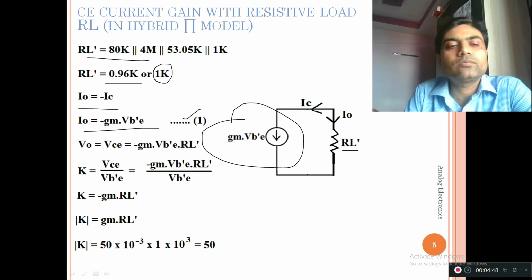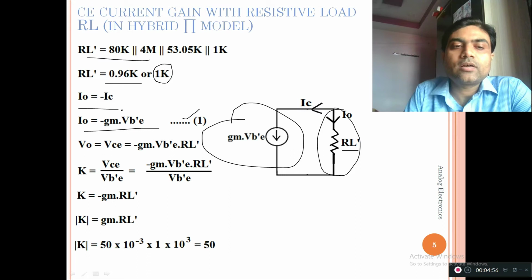This is my equation number 1. Now what is VO? VO is the output voltage which is present across RL dash, and that is nothing but VCE.